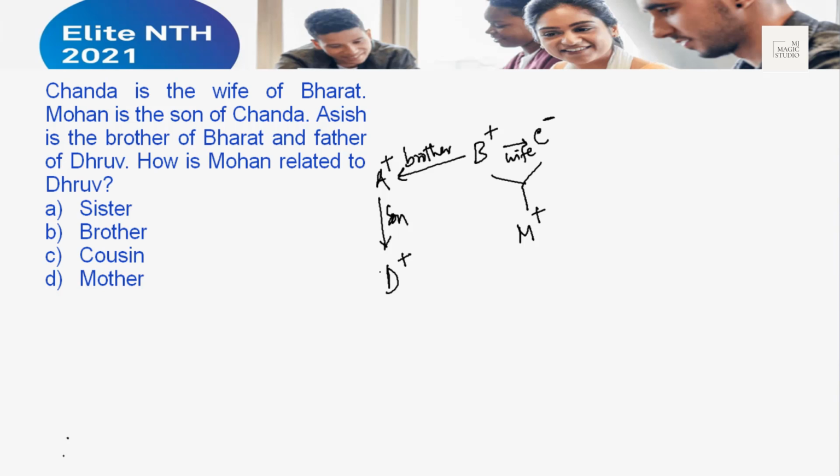Now how is Mohan related to Dhruv? So Mohan is son of B and A is brother of B, D is son of A, D and M are cousins, or we can say cousin brothers. So do we have cousin? Yes, option C, cousin fits in.